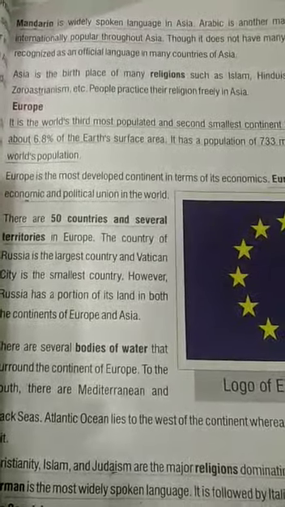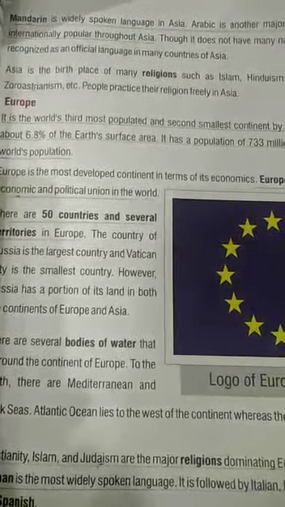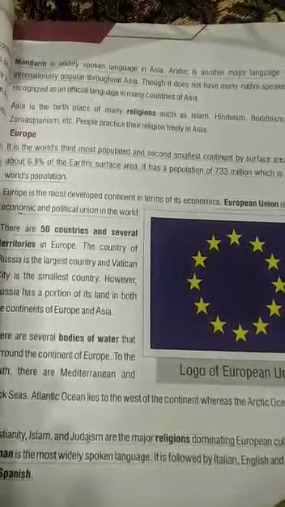Today we are going to learn about Europe. It is the world's 3rd most populated and 2nd smallest continent by surface area. It covers about 6.8% of the Earth's surface area. It has a population of 733 million, which is 11% of the world's population. Okay, students, underline these important points.